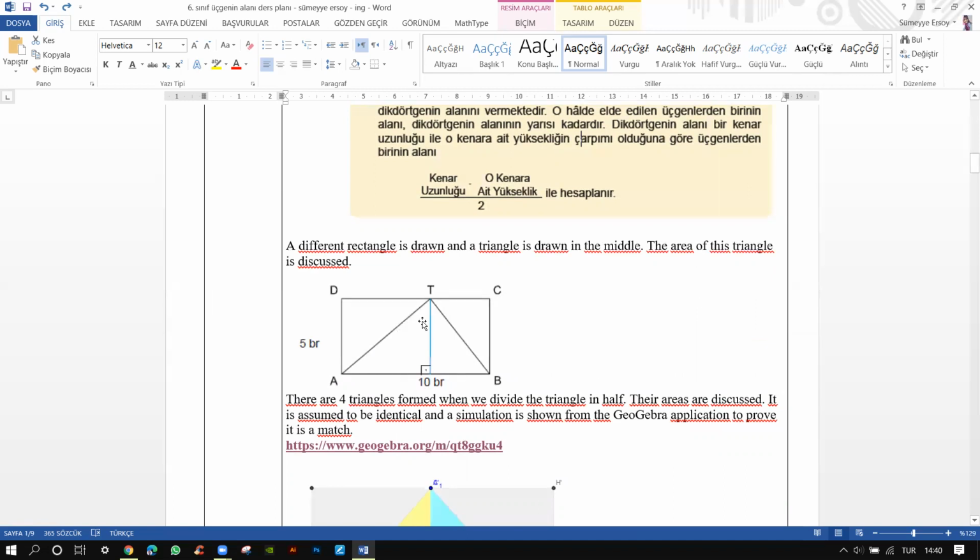After listening to their answer, they should see the similarity between this and this, the other question in the first verse, or we can assume that this triangle, this one and this one is equal, and this one and this one is equal. For proof of this, I will show a simulation in GeoGebra.